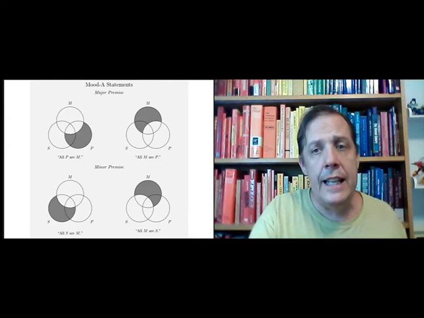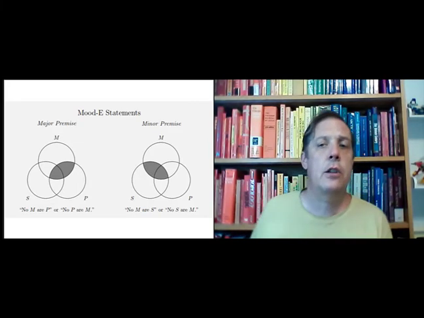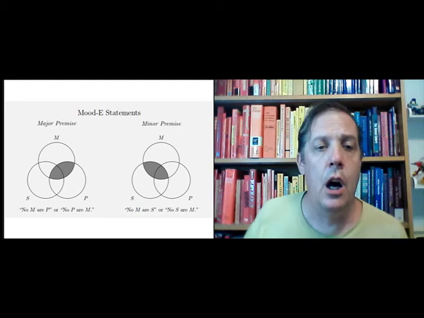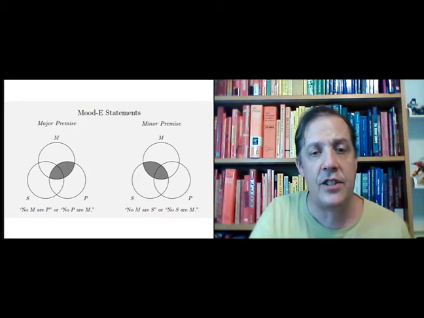When we do E statements, we shade differently. We're actually going to be shading this little football region. And that's because we're preventing things from existing in the area that is both M and P or both M and S.